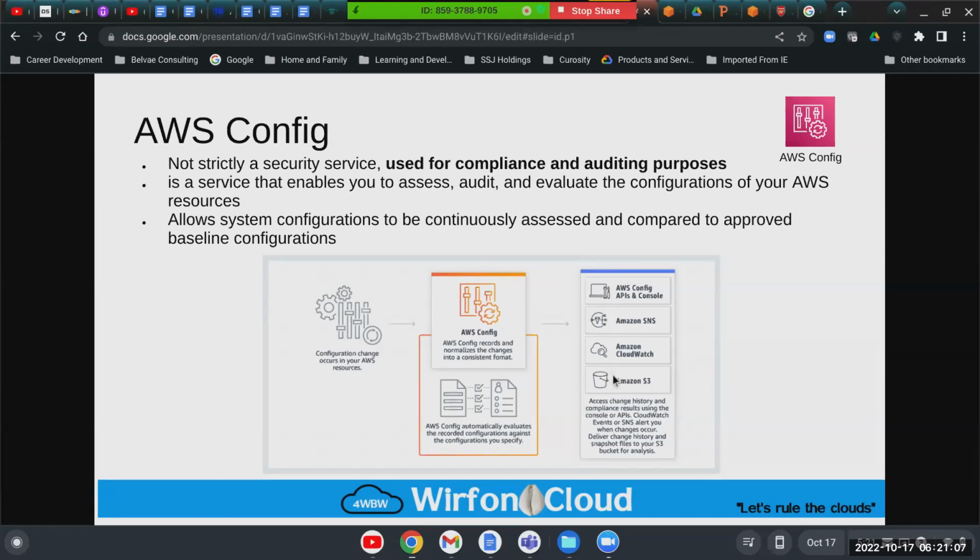to make sure that they're all in compliance with the standards that you set. So this is a way of setting a standard which all different services within the AWS network must conform to. As I mentioned, it's not strictly a security service, but it's used for compliance and auditing. When we are dealing with compliance and auditing, you have a set standard, the standard by which the business must operate, and then everything is compared to that standard. That is where AWS Config comes in.